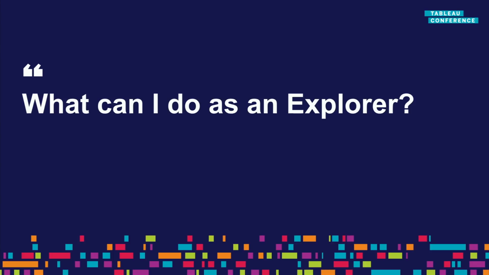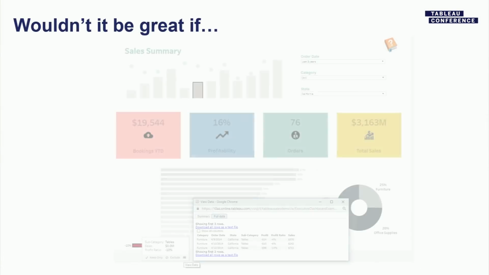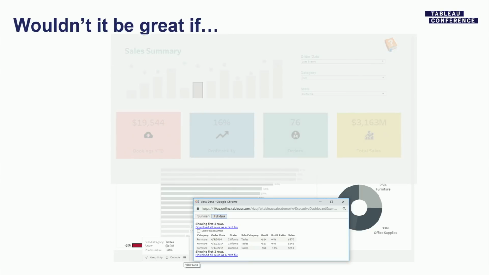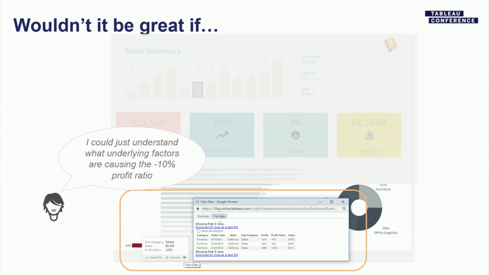Thank you. All right, so what can I do as an Explorer? Wouldn't it be great if that particular thing we were looking at at the bottom, that negative profit ratio, I could quickly, without having to figure out how to export the data and what to do next, go to a place within the platform itself where I can see that next level of detail? In fact, the entire data that supports that one data point.